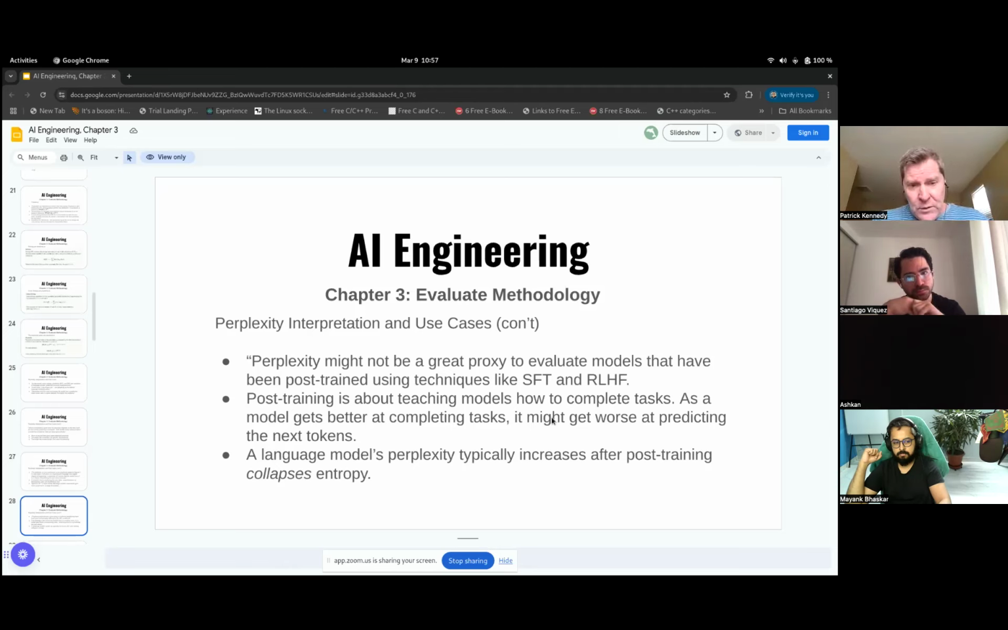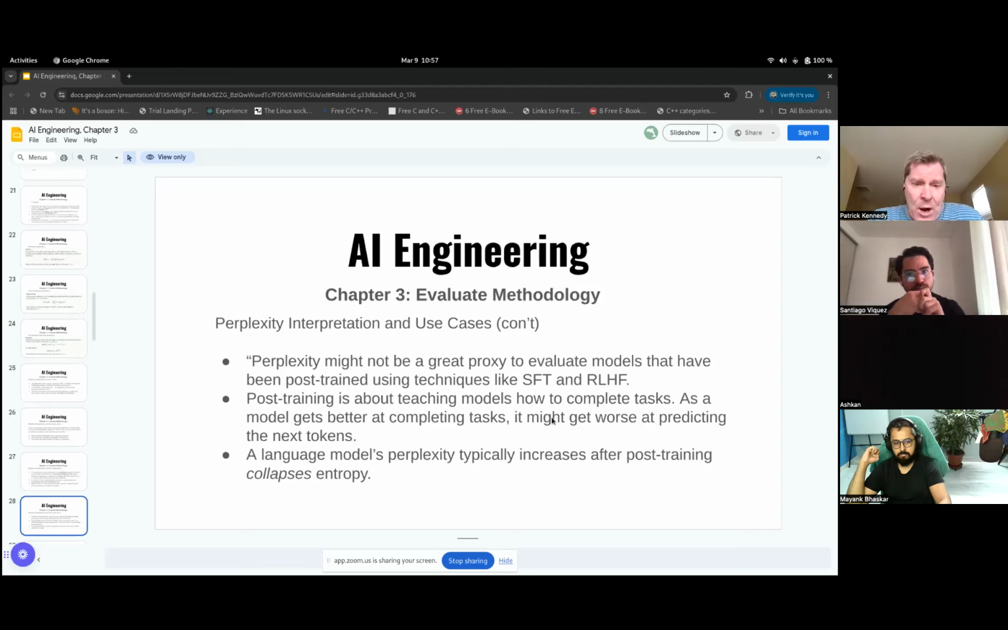In other words, perplexity might be better for the pre-training rather than the post-training. And specifically when you're evaluating a model, it might be more at that pre-training stage. Otherwise, I'm sure there's different ways to measure the post-training.